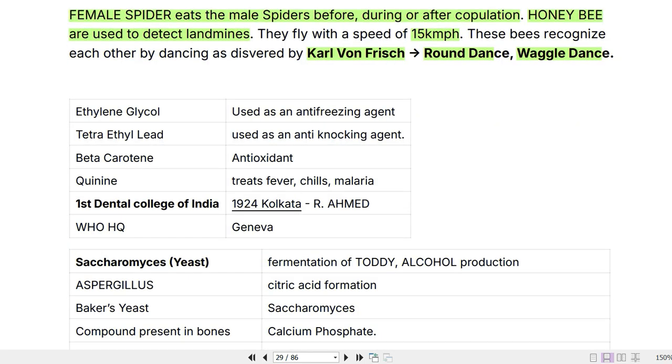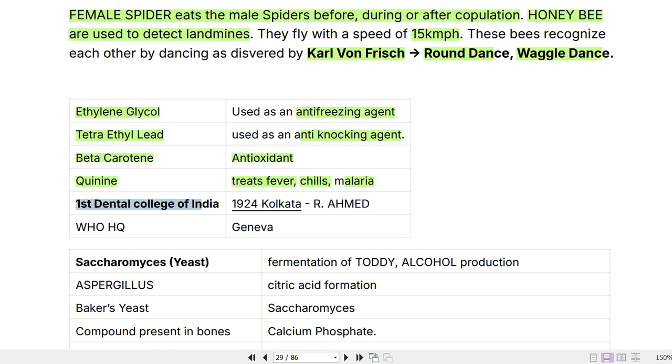Then there are certain chemicals like ethylene glycol, used as an anti-freezing agent, tetraethyl lead, used as an anti-knocking agent, then beta carotene, used as an antioxidant. Quinine is used to treat fever, chills, malaria, right.